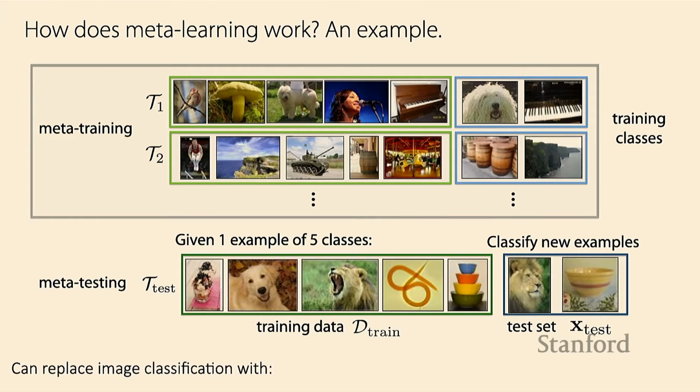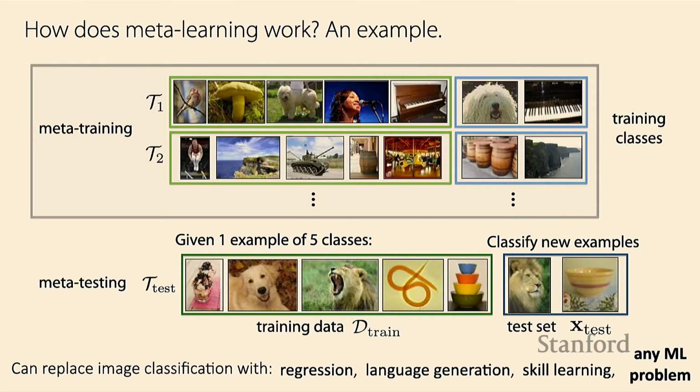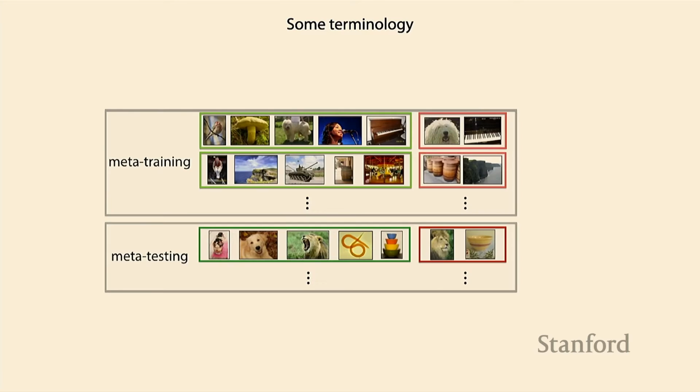Now, this is kind of an image classification example. We can consider this for other machine learning problems as well. What I'd like to talk about next is first getting a little bit into some of the terminology used in meta-learning in the context of this example, and then we'll dive a little bit more into the setup.